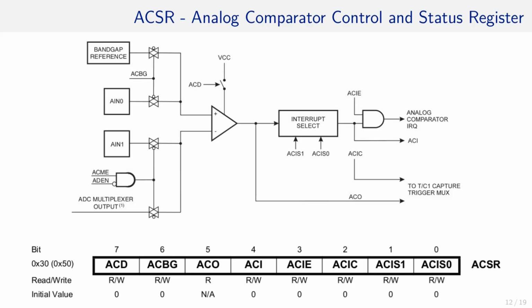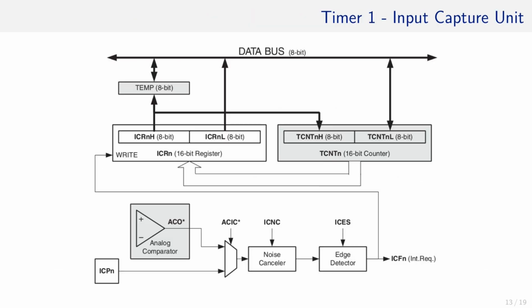And the last bit that we skipped earlier is ACIC. As you can see here, ACIC goes straight to the Timer 1 capture trigger multiplexer. What does it do there? ACIC comes in here and controls this multiplexer. It allows us to forward a signal either from the ICP1 pin or from the analog comparator.